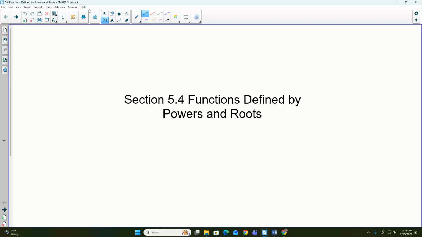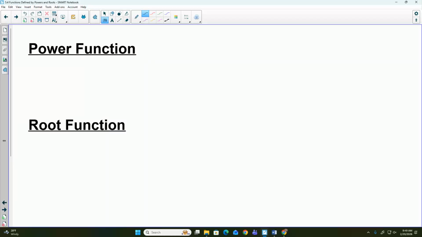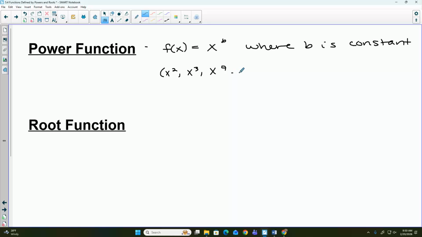First thing, we're going to talk about powers and roots. We have to know what I'm referring to. So if I'm saying power functions and root functions, a power function is something where you have x to a power. Right, so that's like x squared, x cubed, x to the fourth, so on. Those are power functions.